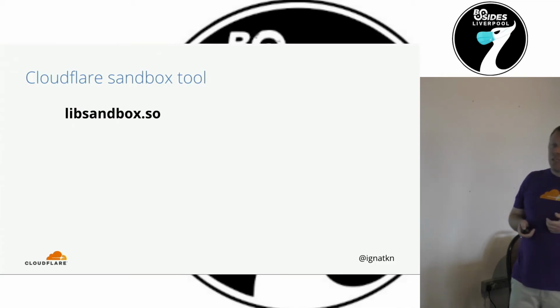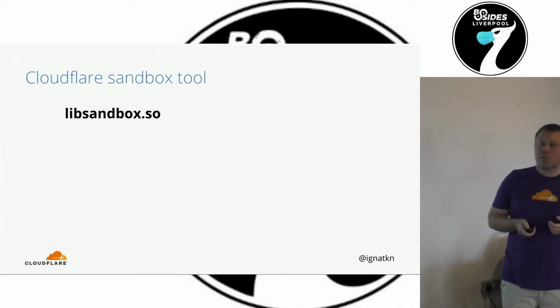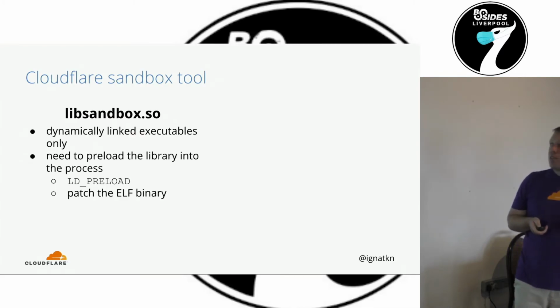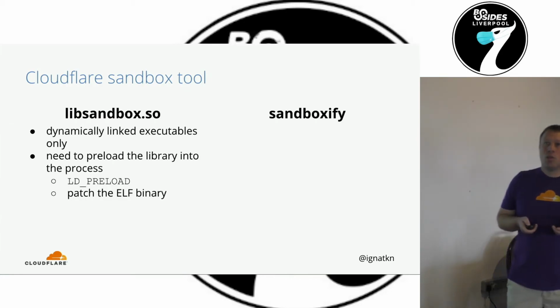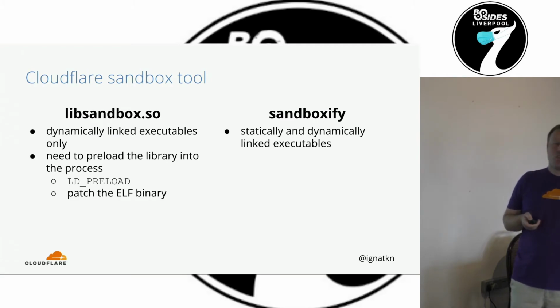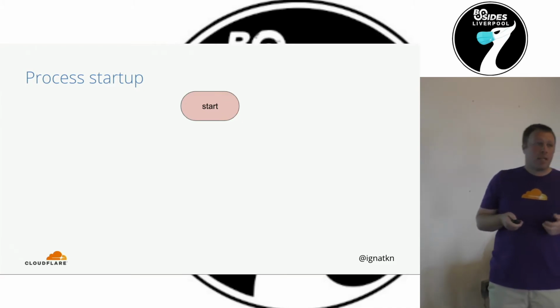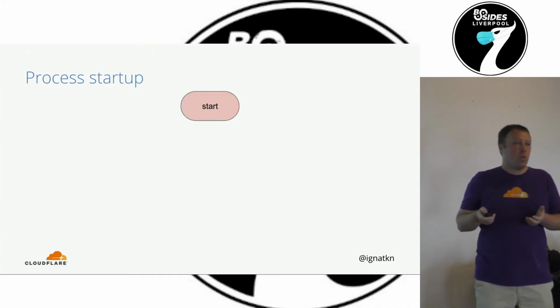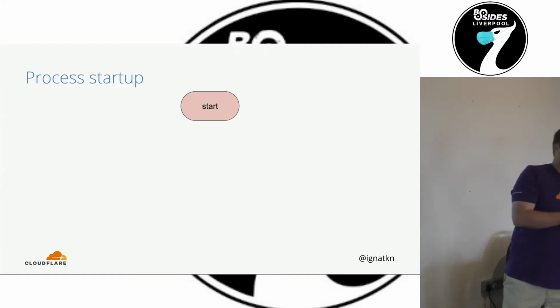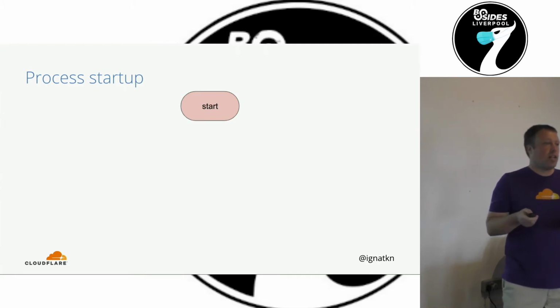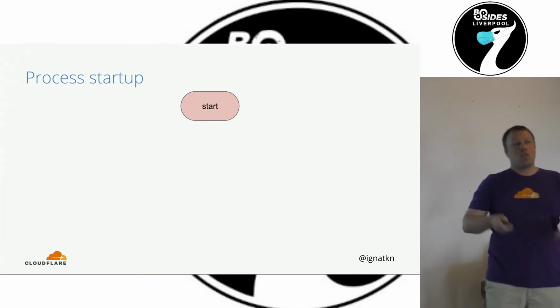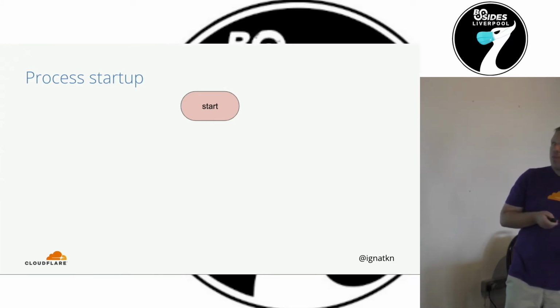The sandbox tool consists of two components. There is a libsandbox library for dynamically linked applications, and you need to preload this library into the process address space or patch the ELF binary directly. And there is a sandboxify launcher, which can be used for both statically and dynamically linked applications, and you just need to run your executables through the launcher. But at this point, you may ask, if the launcher works for dynamically linked and statically linked applications, why do we need the preloaded library? Why can't we always use the launcher?